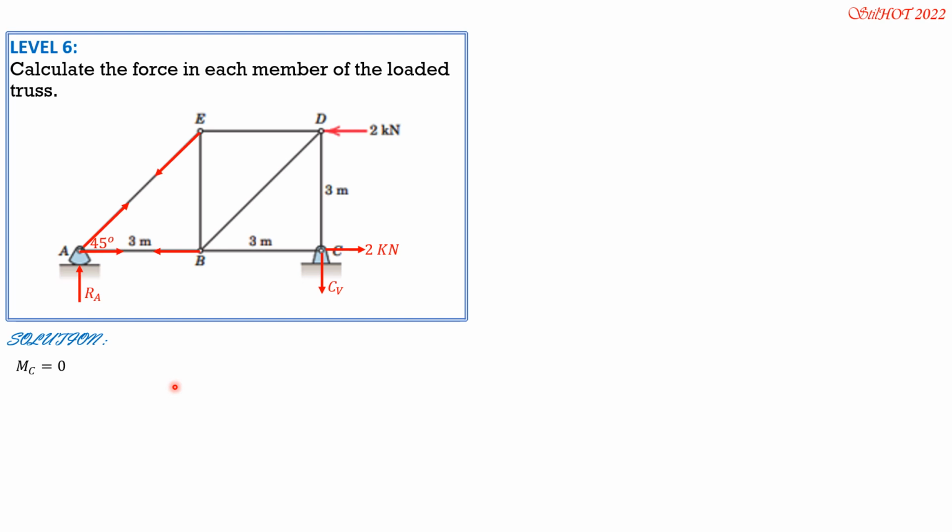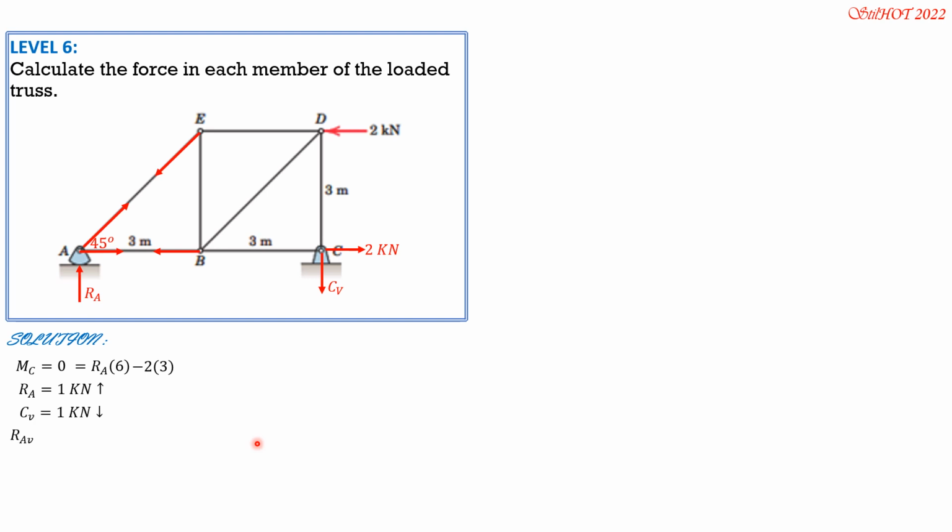Or moment at C equals 0 to solve for RA first. Clockwise positive. So we have RA times 6 minus 2 times 3. Therefore, RA is 1 kilonewton upward. Summation of vertical forces: so C sub V is 1 kilonewton downward.